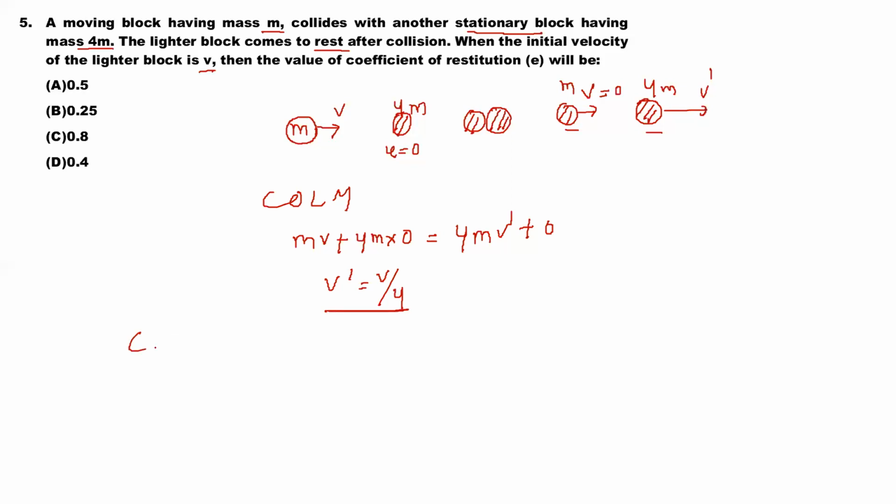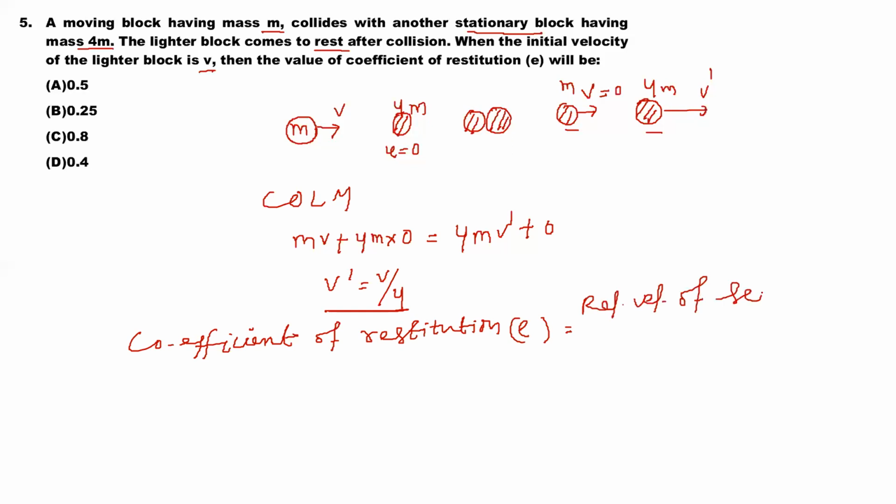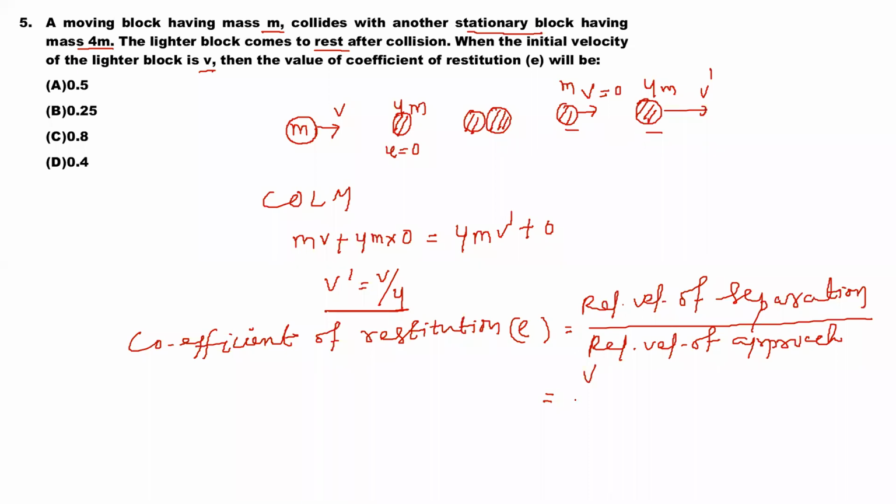And coefficient of restitution, you know, E is equal to relative velocity of separation by relative velocity of approach. That is equal to, students, relative velocity of separation: how much is it? v by 4, because initially it was at 0, now it has come to v by 4. So v by 4. Relative velocity of approach: initially it was at v, now it has come to 0. So that is v. Solving it, we'll get 0.25. So the coefficient of restitution is 0.25.